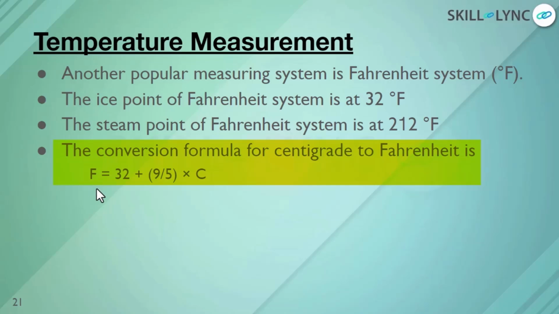That is, F = 32 + (9/5) C, where F is the value of temperature in Fahrenheit and C is the value of temperature in degrees Celsius.